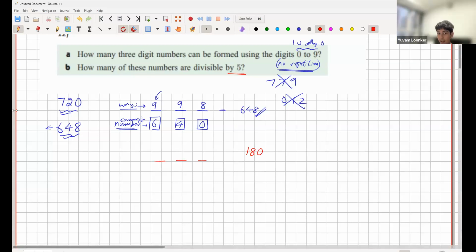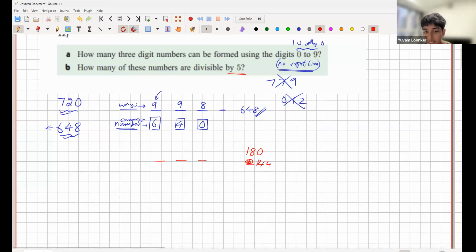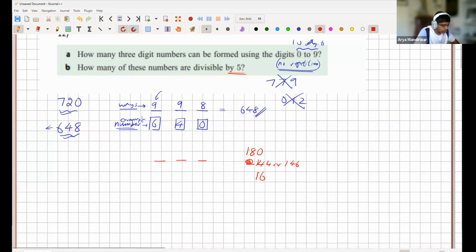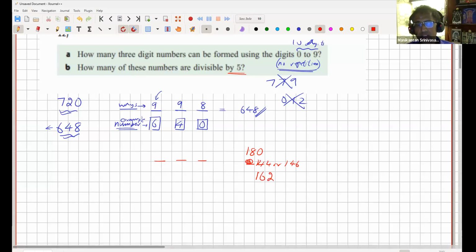What about you, Yuvam? Sir, I got 2 answers. I was not sure on which one is correct. Fine, call out both your answers. It's either 144 or 146. 144 or 146, fairly close numbers. Okay. Arya? I got 162. 162. Okay, Arya, can you take us through what you did to get 162?